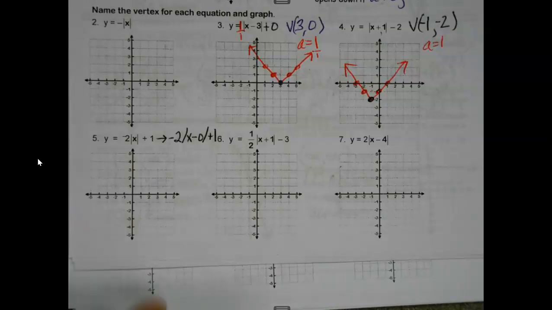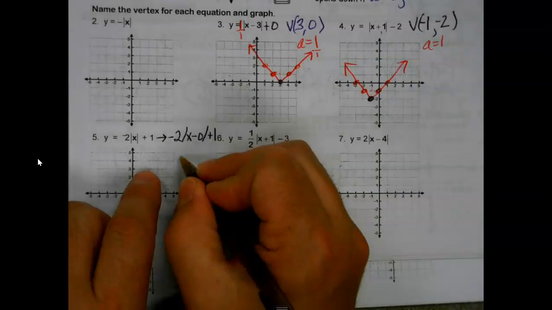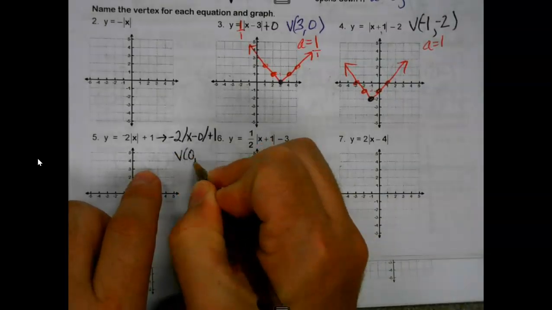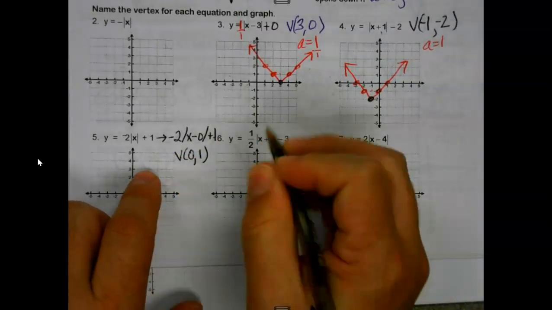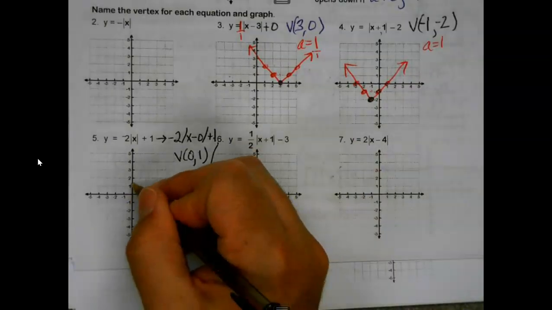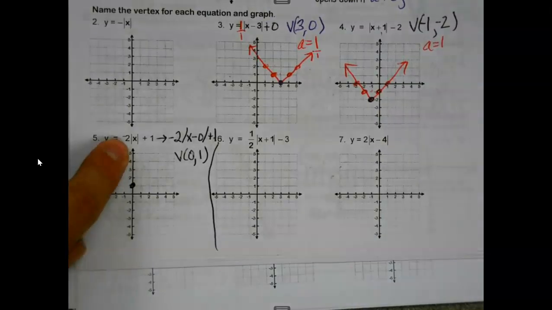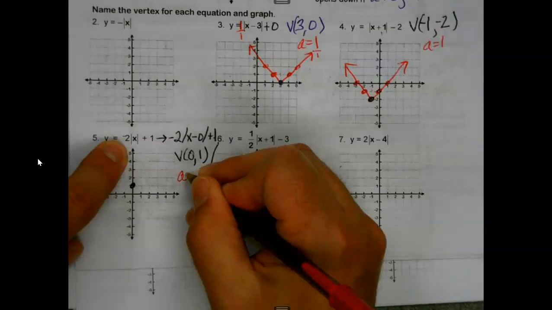So here, I don't have a value with X, so that's going to be like being 0. So my vertex would be at 0, keep my K value. I've got to be cautious because my eyeballs might deceive me. 0, 1 is just going to be up 1. I have a number in front this time.